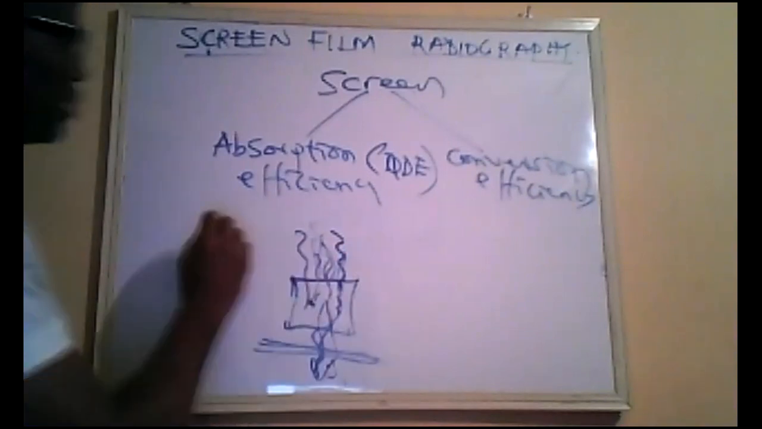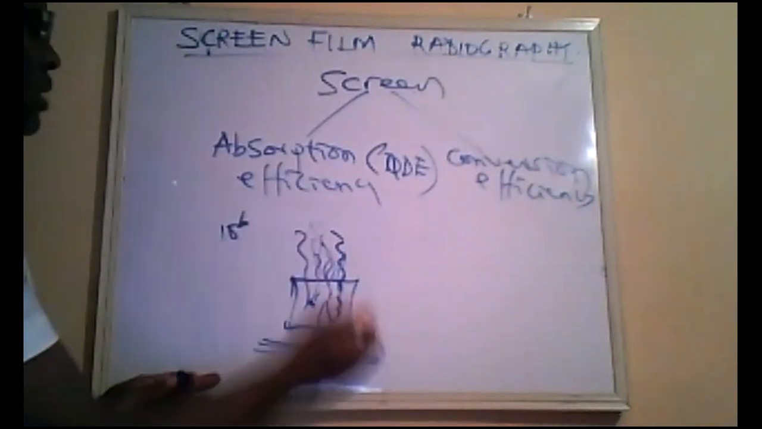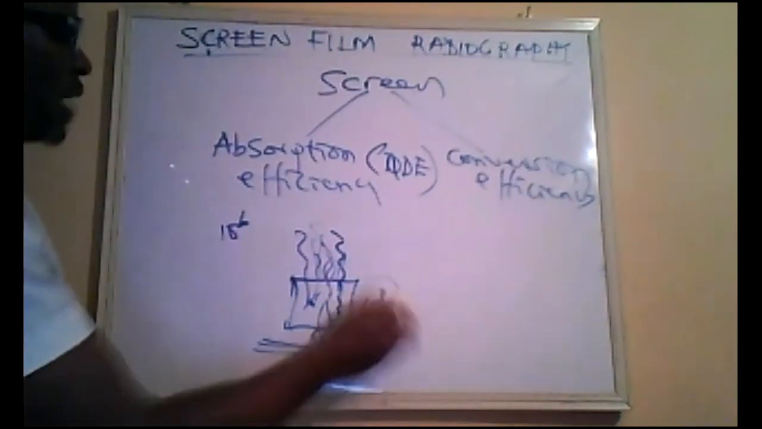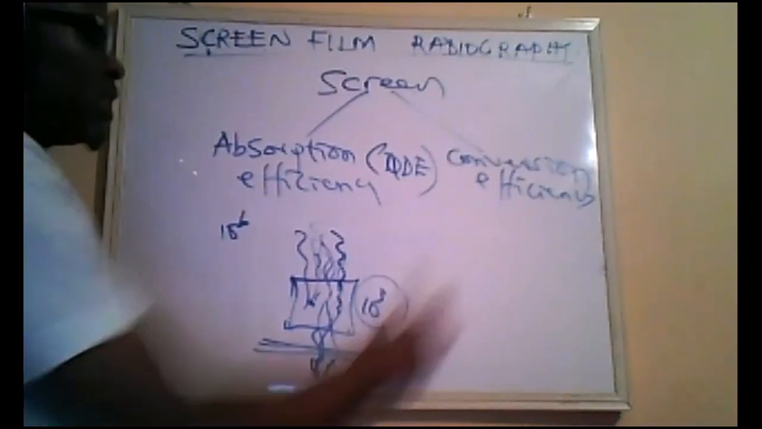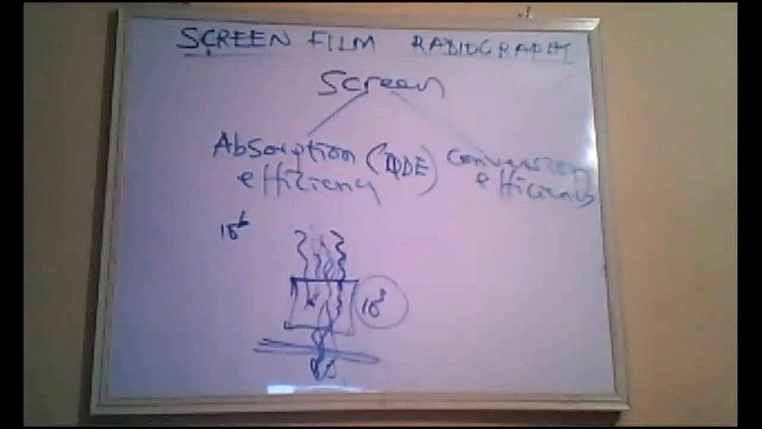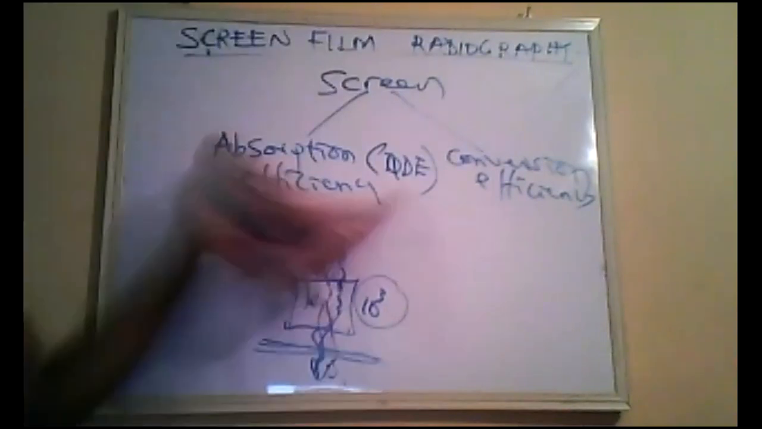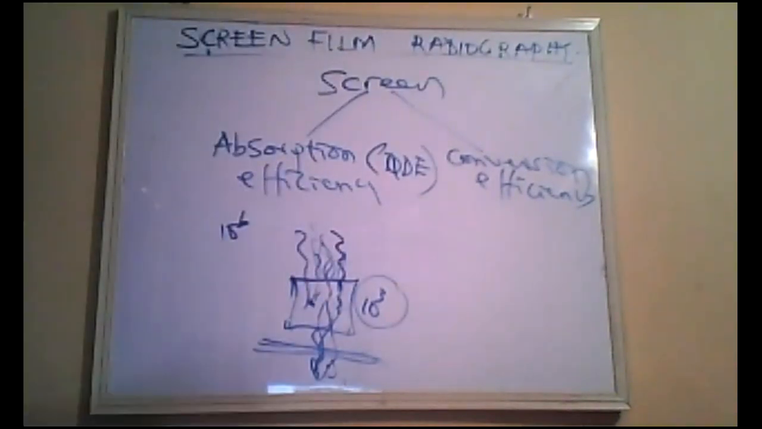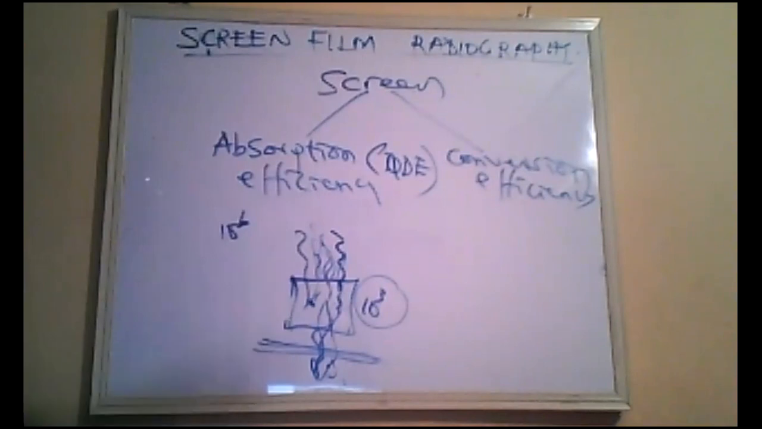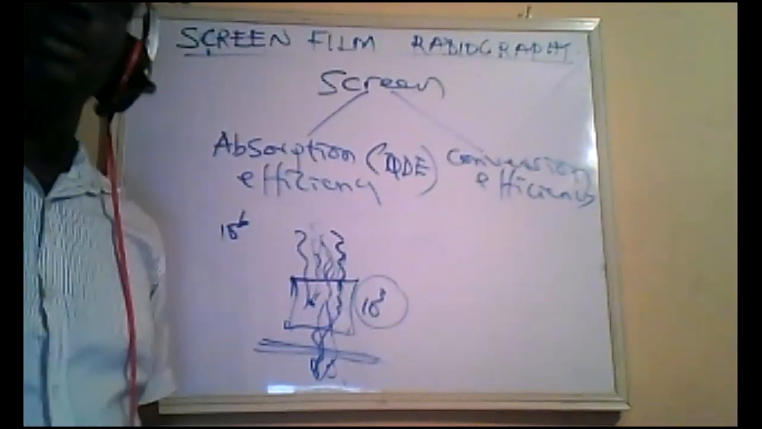Maybe out of 1 million, 10 raised to power 6, around 10 raised to power 3 photons were absorbed. Out of this 10 raised to power 3, a particular percentage will now be used for conversion into light photons, which will be greatly magnified. So absorption efficiency is the ability of the screen to absorb the X-ray photons falling on it. The rate at which it absorbs the X-ray photons falling on it is termed the absorption efficiency of such a screen.